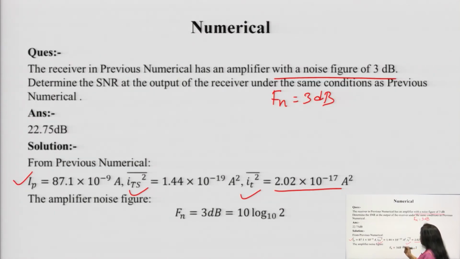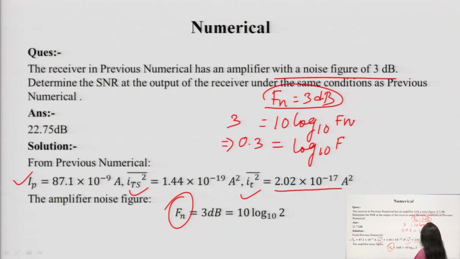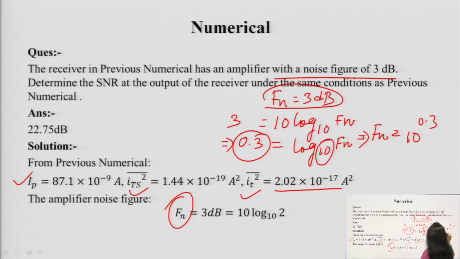Now, here the noise figure is given as 3 dB. When we want to write something in dB, we write 10 log to the base 10 Fn. So, now this is our 3 here, so it is 0.3 equal to log to the base 10 Fn, and now when we want to write Fn, we take the base 10 and power 0.3. So this will be approximately equal to 2, that is why 3 dB is equal to 10 log to the base 10 of 2. So Fn which we are getting here is 2.